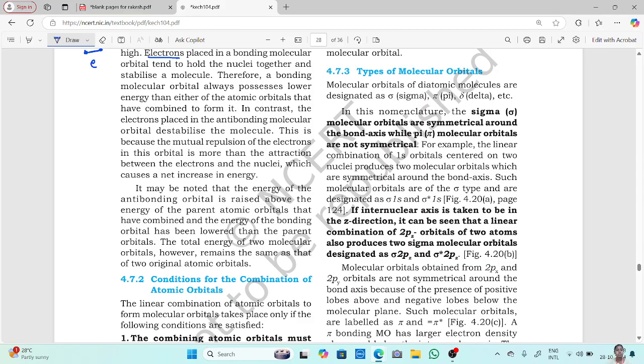Now, what happens in the antibonding molecular orbital? They have a destabilized molecule. Why do they have a destabilized molecule? This is because of the mutual repulsion. There is a mutual repulsion between the electrons. There is electron repulsion, which is greater than the attractive force between the electron and the nuclei, which causes a net increase in the energy.